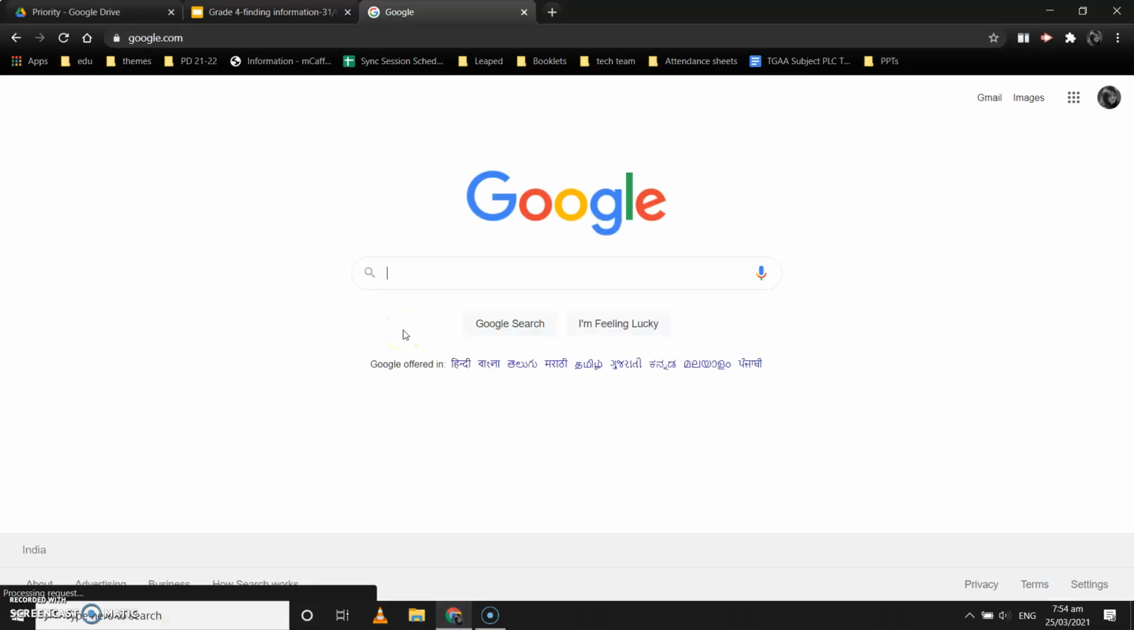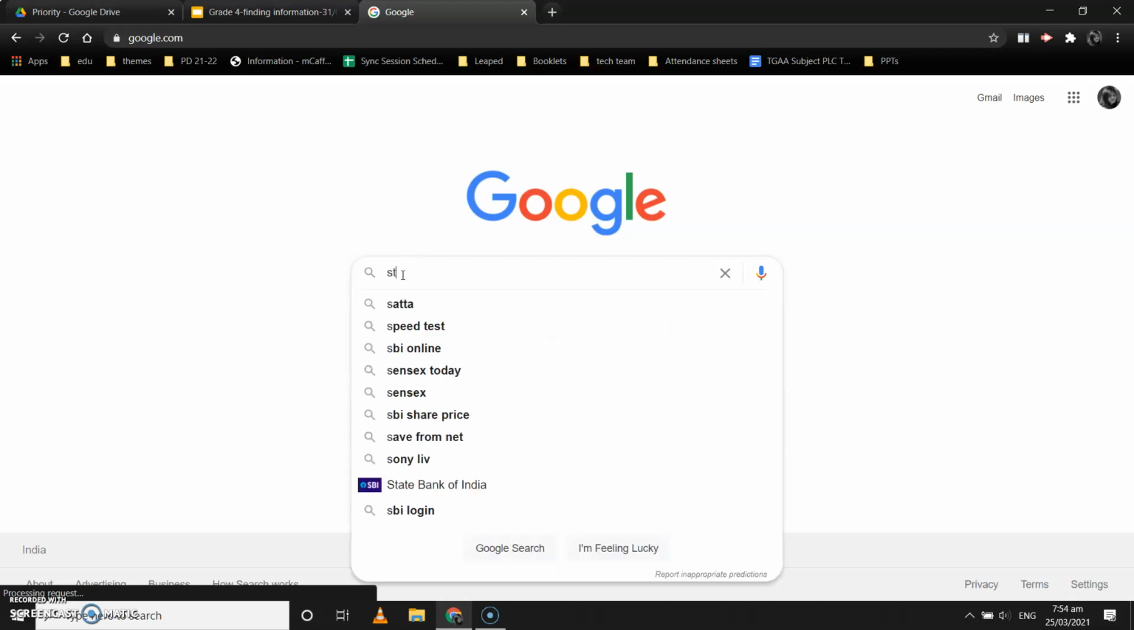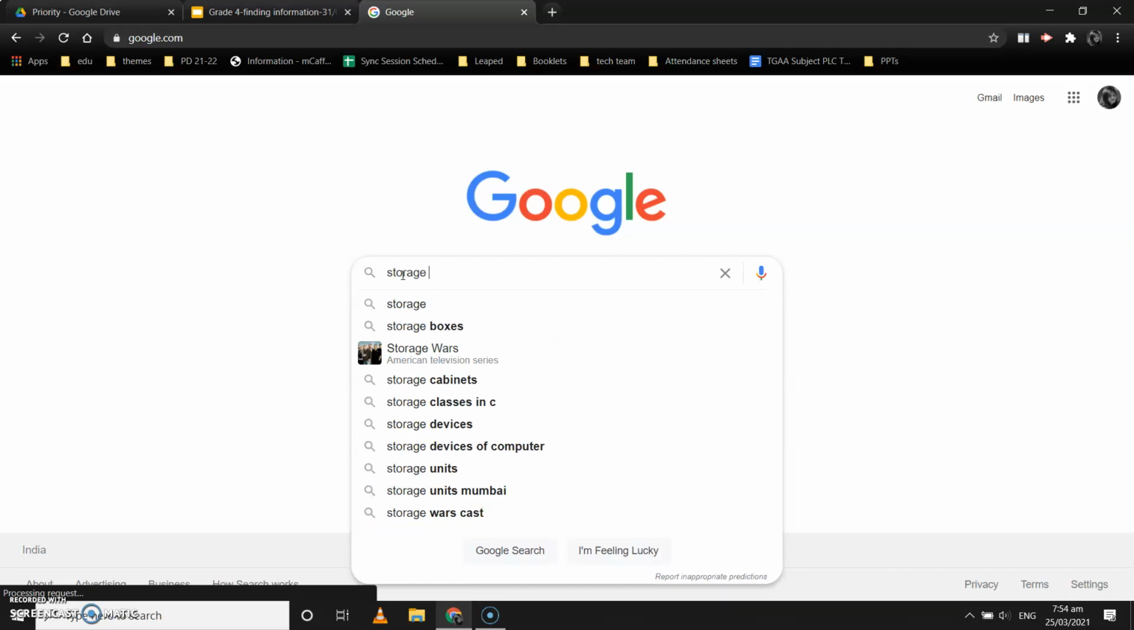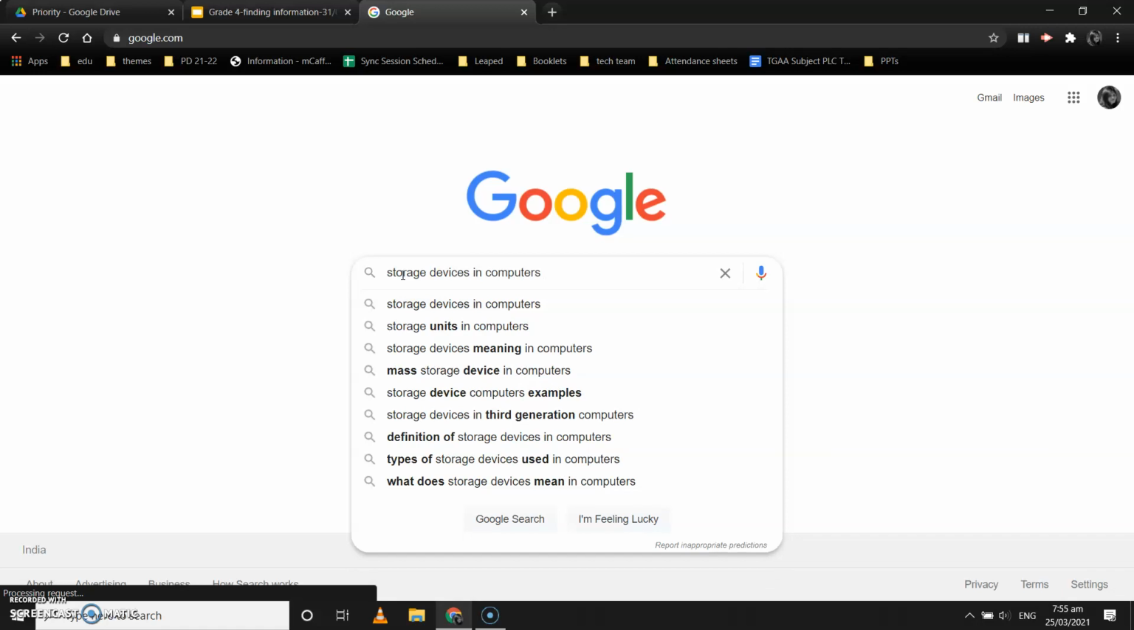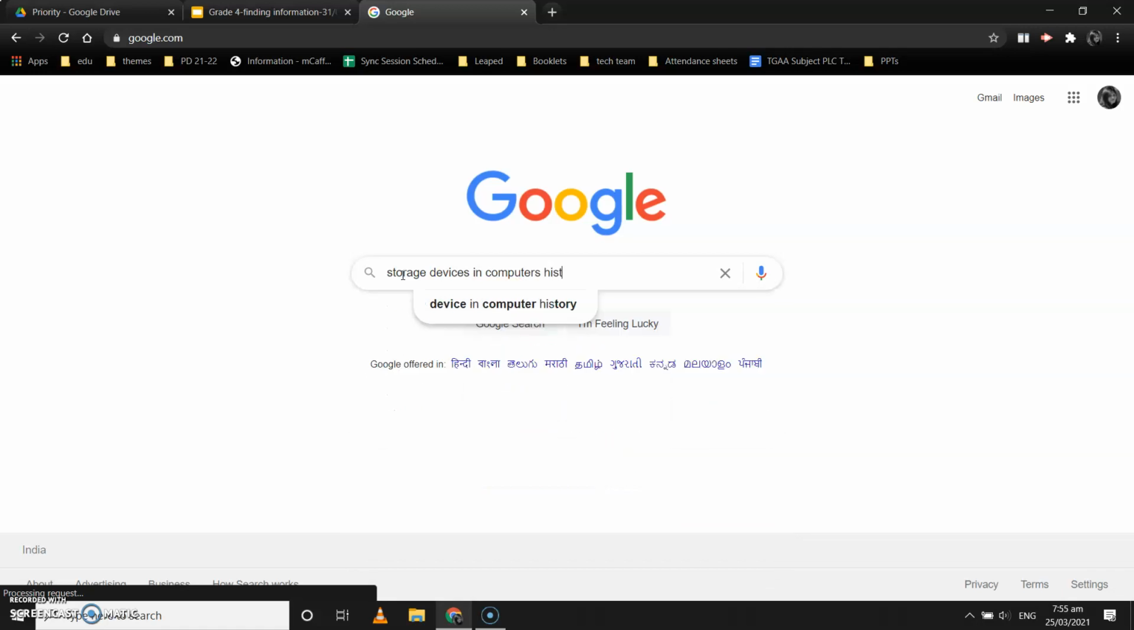So kids, you need to find information about storage devices that were used in the past. So what you will write over here, you will open a Google home page and write storage devices in computers. History.